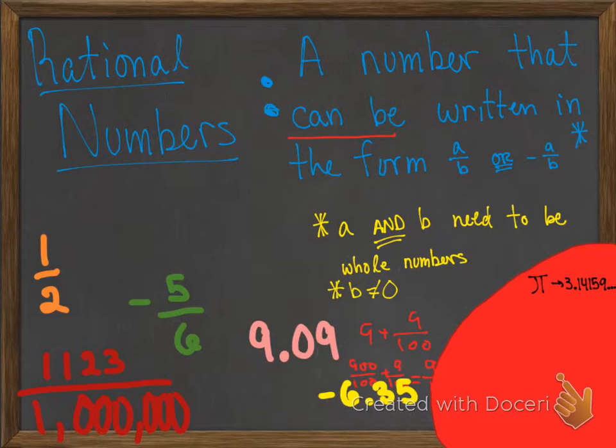Pi, which is 3.14159, and then it keeps going on and on and on forever, but there's no pattern. There's no way to write pi as a over b or negative a over b, so pi is an irrational number. Some other examples is the square root of 2, which is roughly 1.4, but it's, again, a decimal that keeps on going forever in no pattern. It just keeps going, all right?